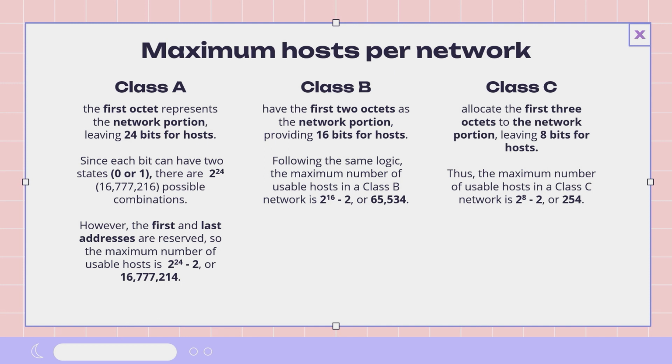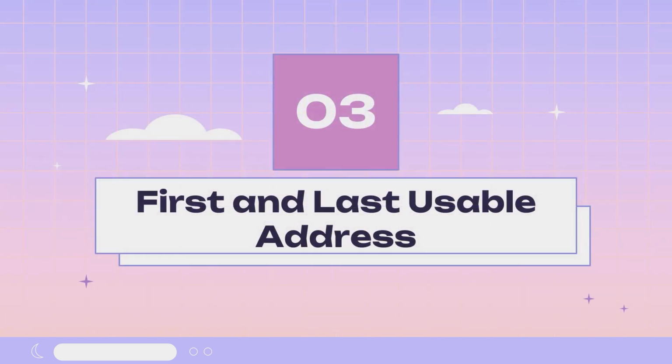Class B networks have the first 2 octets as the network portion, providing 16 bits for hosts. Following the same logic, the maximum number of usable hosts in a Class B network is 2 to the power of 16 minus 2, or 65,534. Class C networks allocate the first 3 octets to the network portion, leaving 8 bits for hosts. Thus, the maximum number of usable hosts in a Class C network is 2 to the power of 8 minus 2, or 254.